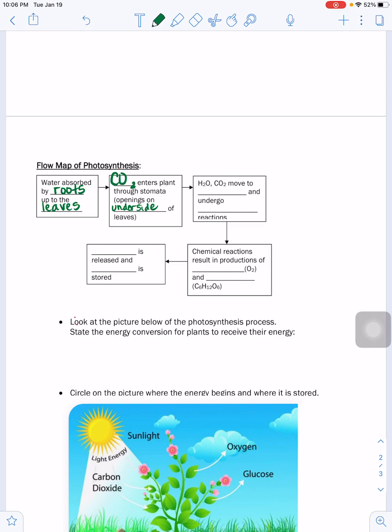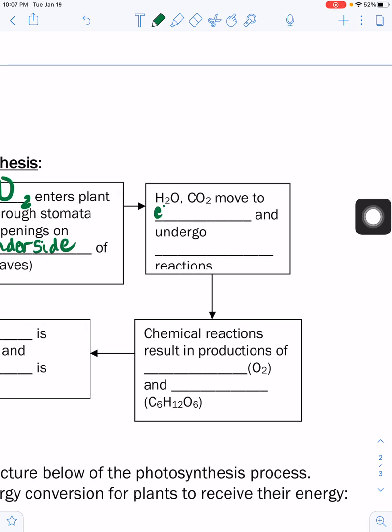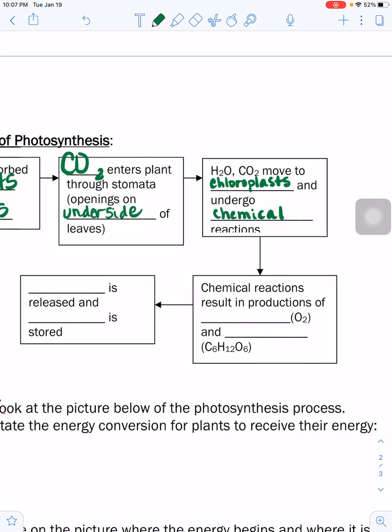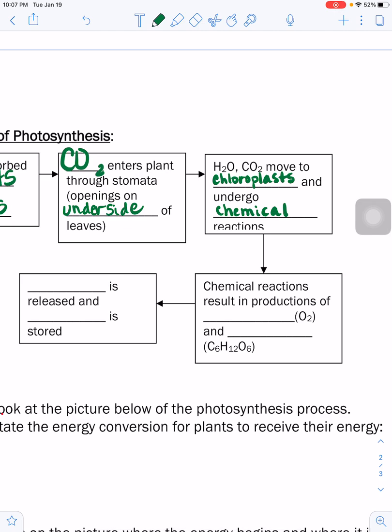Okay. Third box. Water and carbon dioxide move to chloroplasts and undergo chemical reactions. Just wanted to let you know that this is chemically reacting, not physical. Next box, oxygen is released and glucose is stored.